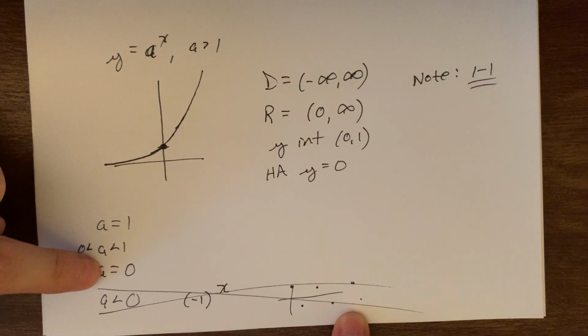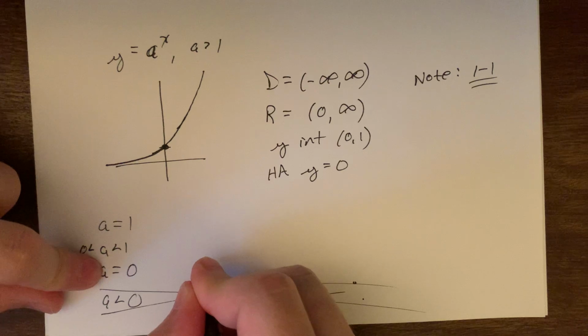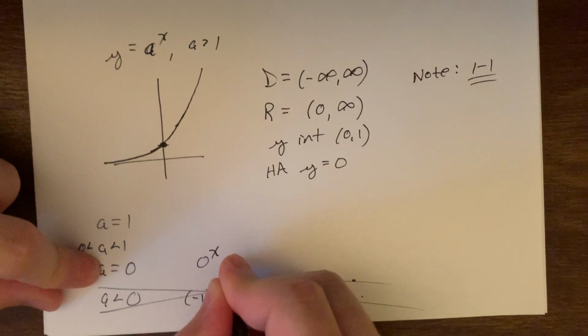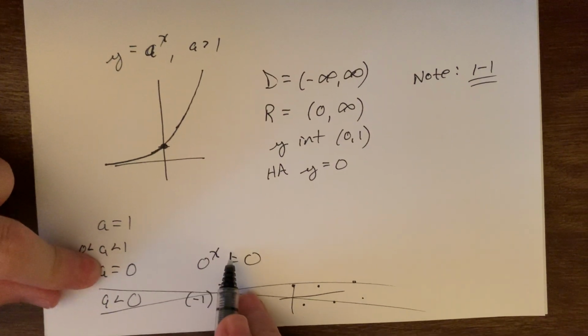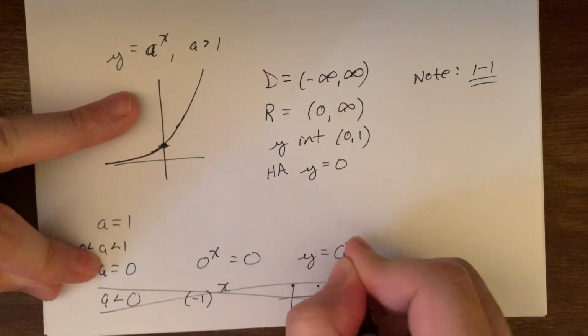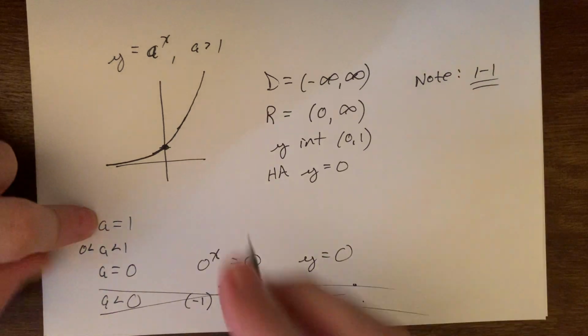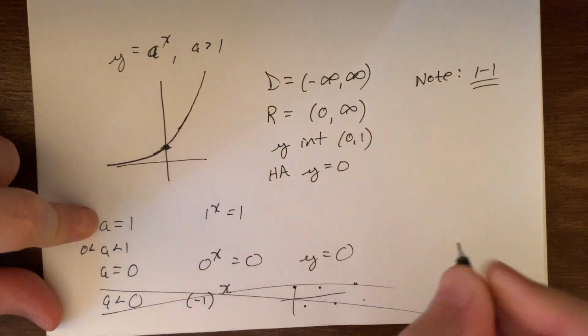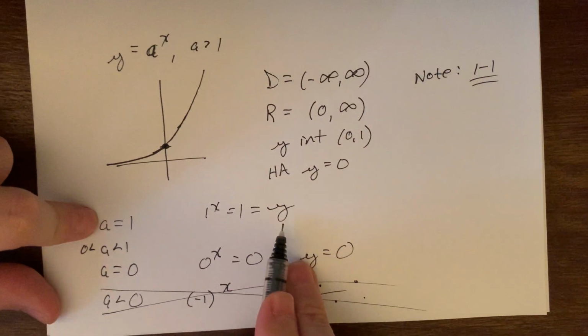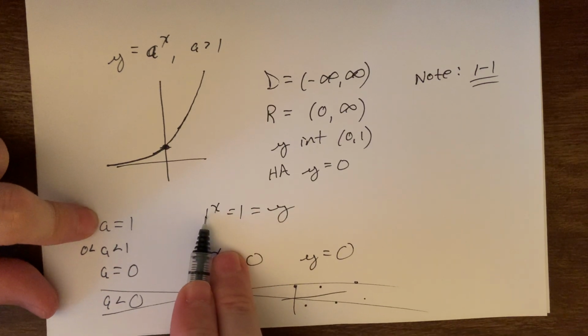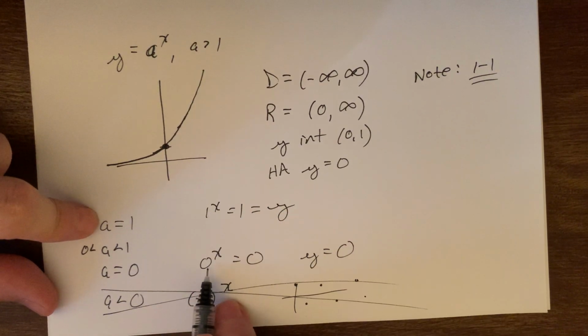If a is 0, well, 0 to any power is 0. This is essentially 0 to the x is essentially 0. 0 to the 0 is trouble, but essentially this is y equals 0. That's just a straight line. Similar up here, 1 to the x. That one is truly just y equals 1. Even when x equals 0, that works. So both of these are just straight lines.